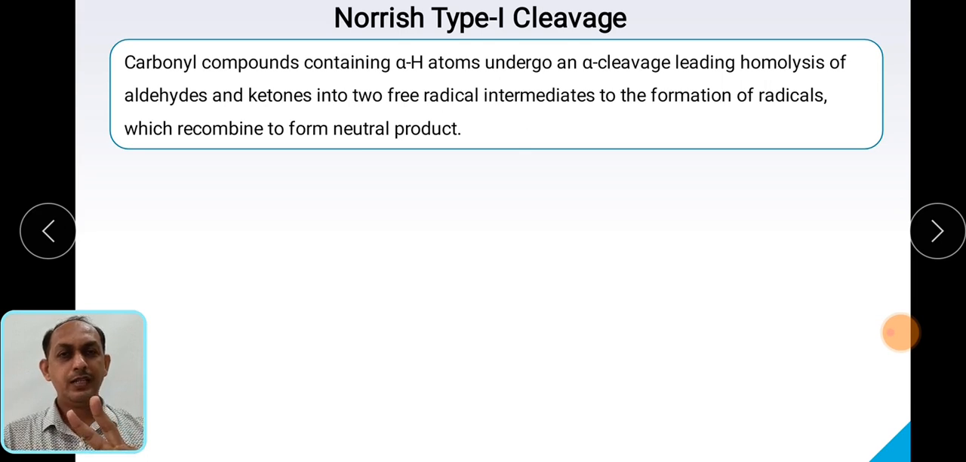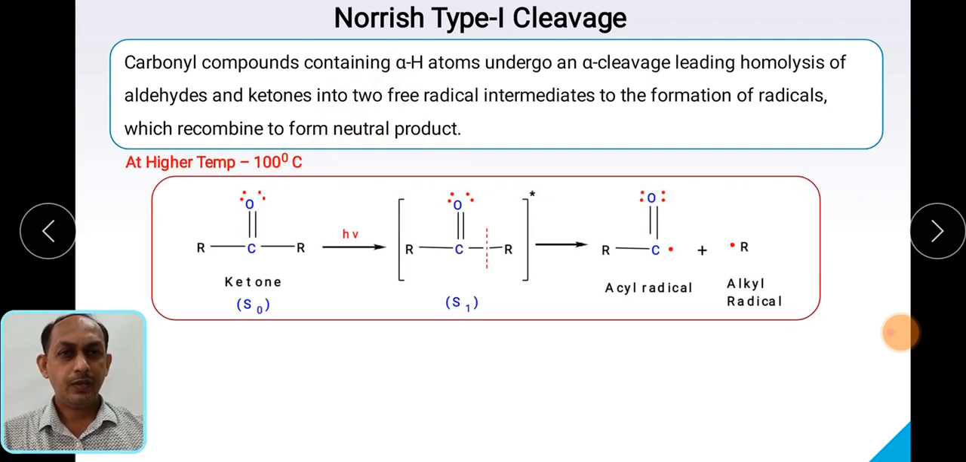So once the radicals are being formed, we know that these are the high energy particles, intermediates. These intermediates again combine and they form the neutral molecule. Okay, so this is the thing. Let us see this particular example.